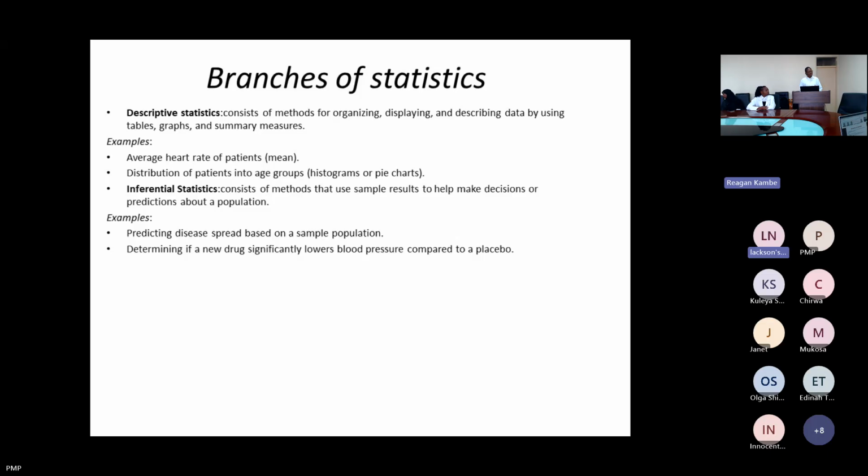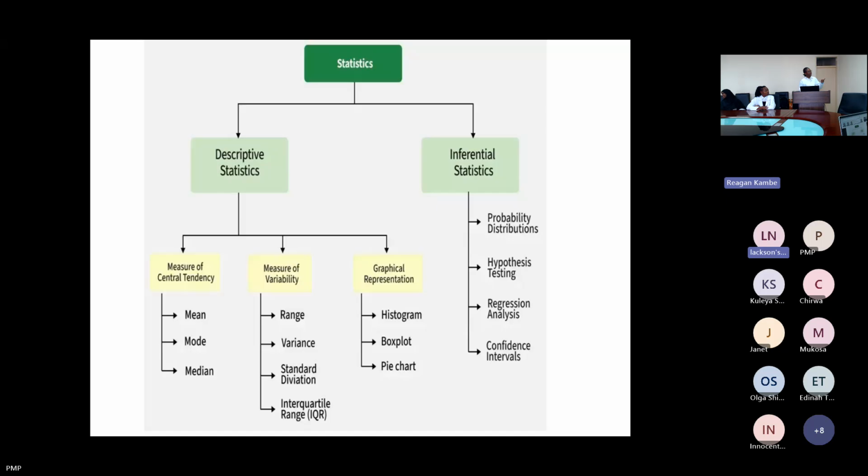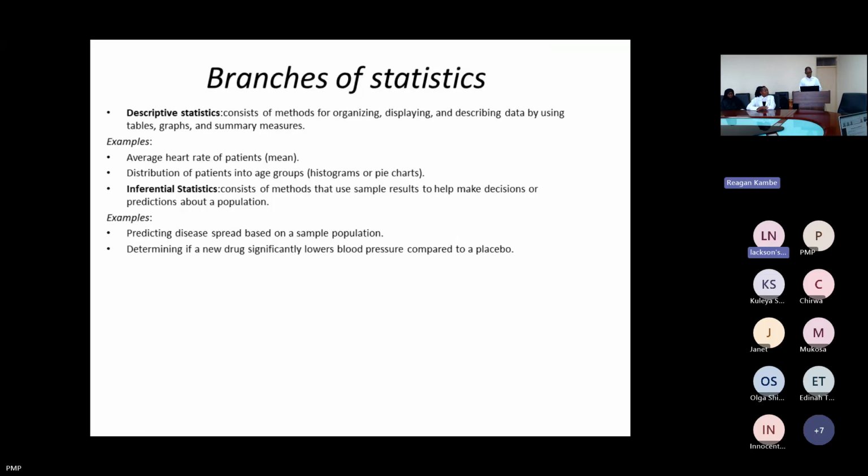Descriptive statistics consists of organizing, displaying, and describing data by using tables, graphs, and summary measures. Under descriptive statistics, we have measures of central tendency, which are mean, mode, and median. Then for measures of variability, we have range, variance, standard deviation, and interquartile range. On presenting the data, for graphical representation, we have histograms, box plots, and pie charts. Inferential statistics consists of methods that use sample results to help make decisions and predictions about a population.